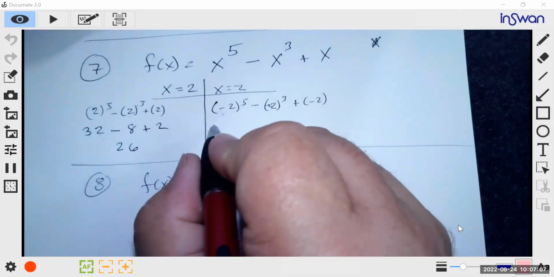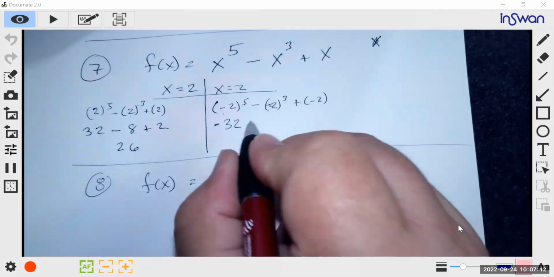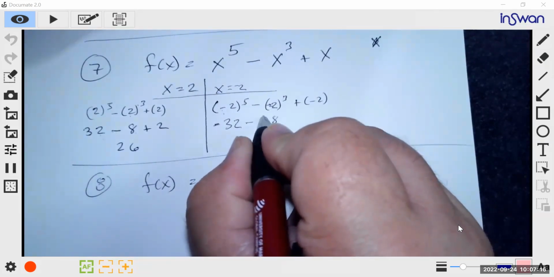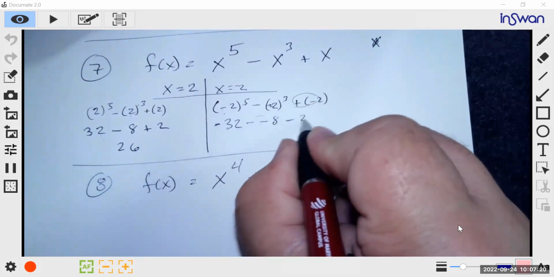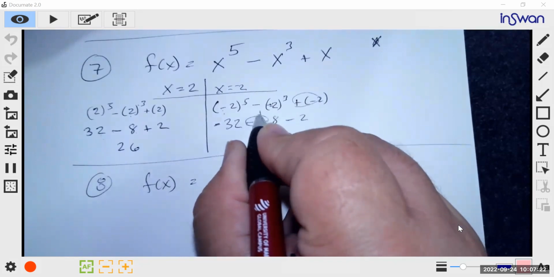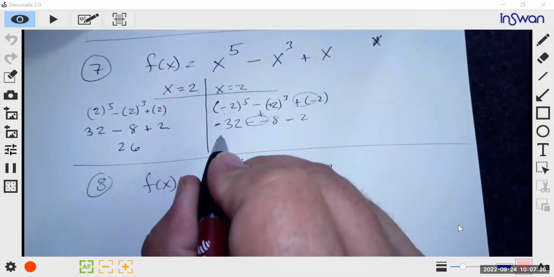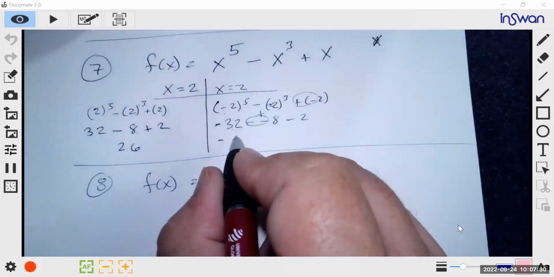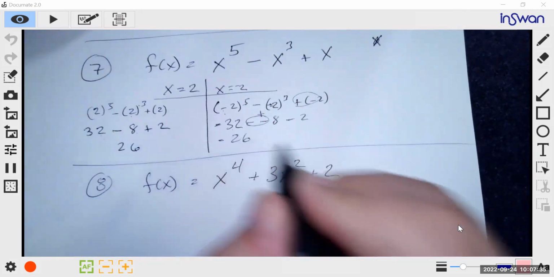Negative 2 to the fifth is going to be negative 2 to the fifth is 32. Negative 2 cubed is negative 8, so it's minus negative 8. Minus a minus is a plus, so that's going to be a plus. Negative 32, positive 8, so negative 32 plus 8 is negative 24. Plus 2 is negative 22... wait, 32 minus 8 is 24. Plus 2 is 26.